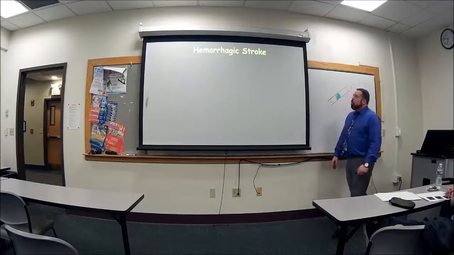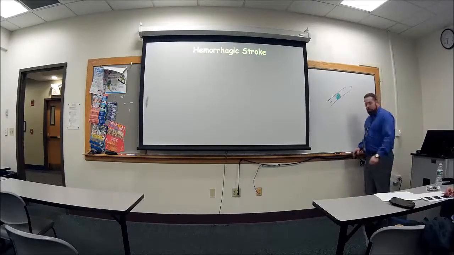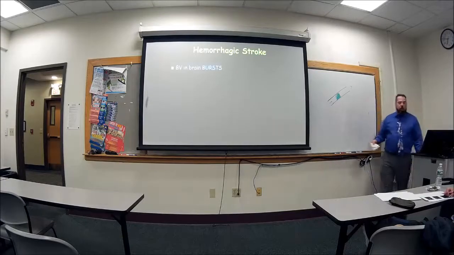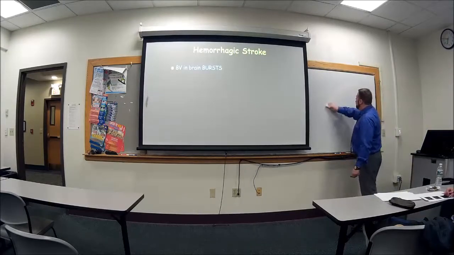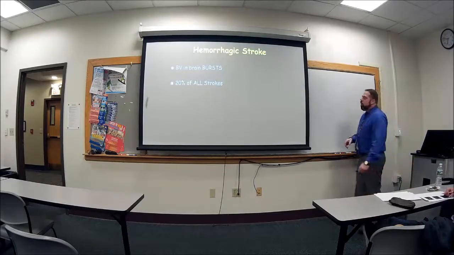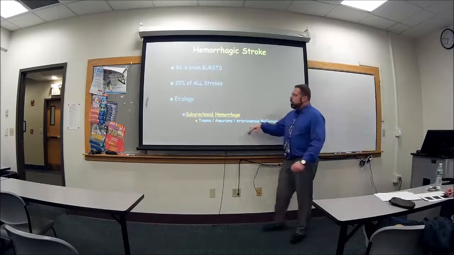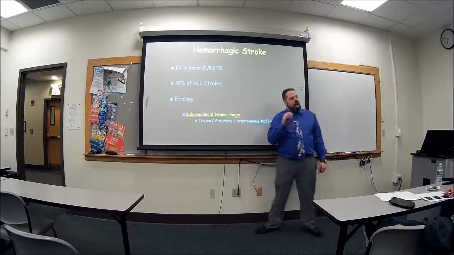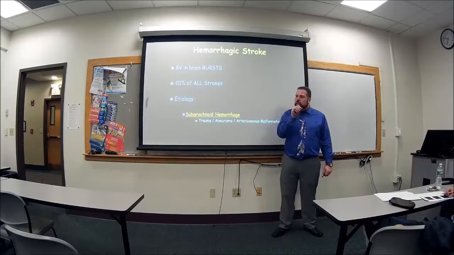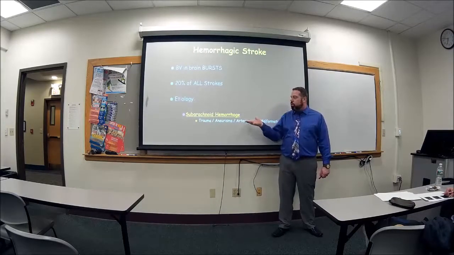Okay? So there we have the ischemic stroke, and then we have the hemorrhagic stroke. The hemorrhagic stroke is when the blood vessel bursts. That's different. Okay, and this is only 20% of them all. So we have two different causes. A subarachnoid hemorrhage would actually cause blood to occur in the subarachnoid space, so it mixes with the cerebral spinal fluid. It's in the same space.